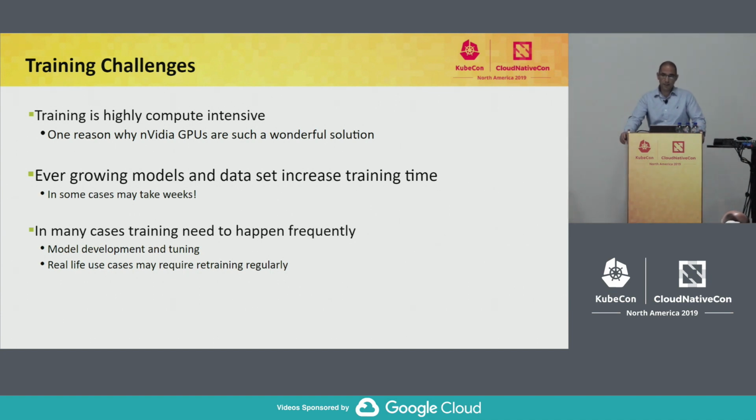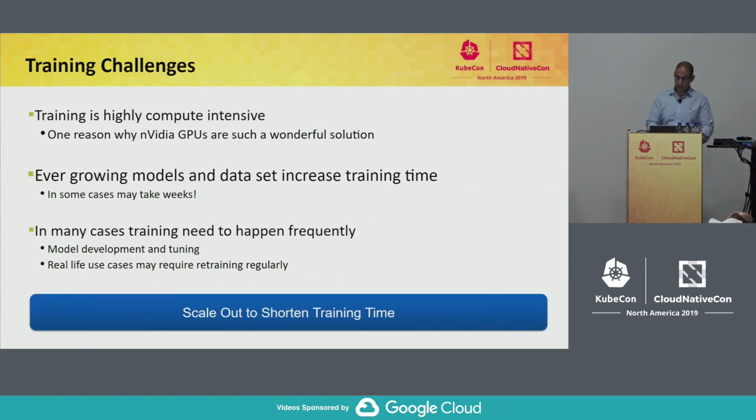Another reason is that just like in life, you have to keep on learning. You build a model, you train it, great, you put it in production, but things change. The world is dynamic, and we need to be able to keep on teaching the model and bring it to be more accurate. So what we really need is to accelerate our training time, and the only way to do that is to do scale-out computing, basically add more computers.